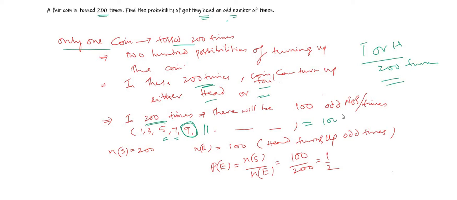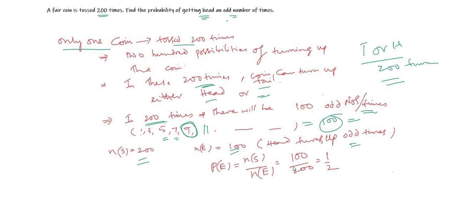So we should understand how many odd numbers will come in this 200. Simply 100 odd numbers will be there. These 100 possibilities are there, that means 100 favorable events are there. Therefore n(S) is 200. Out of this, 100 should come up as odd times, head turning up an odd number of times. How many odd numbers are there? 100 odd times: 1 time, 3 times, 5 times, 7 times, 11 times, 13 times, 15 times, like this. 100 odd numbers are there.